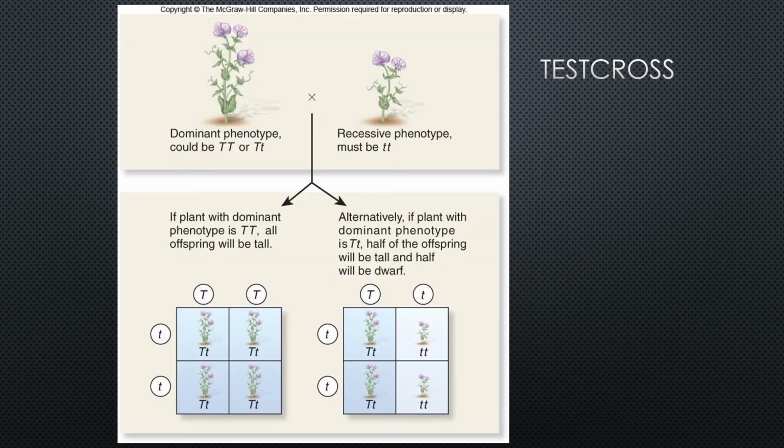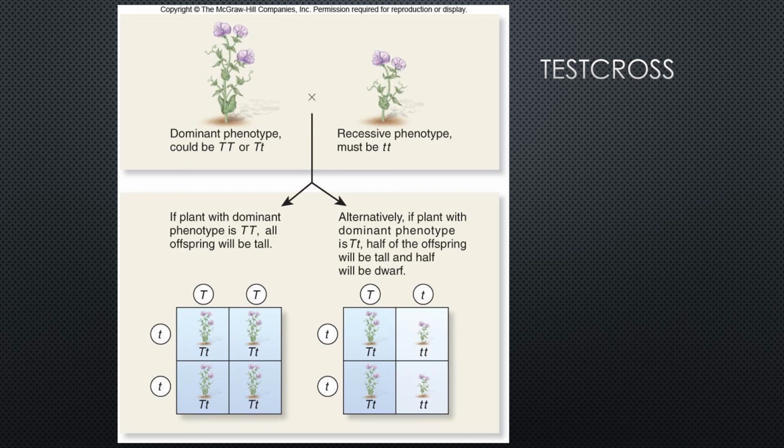So we perform a test cross. Because it's tall, it has the dominant phenotype, but the genotype could either be homozygous for tall or heterozygous for tall. To find out which one it is, we can cross it with a recessive phenotype, because the genotype for the recessive has to be two small t's. In other words, it has to be a homozygous recessive plant.